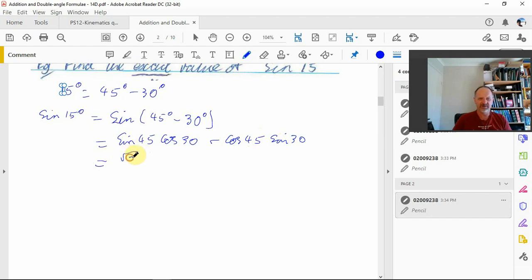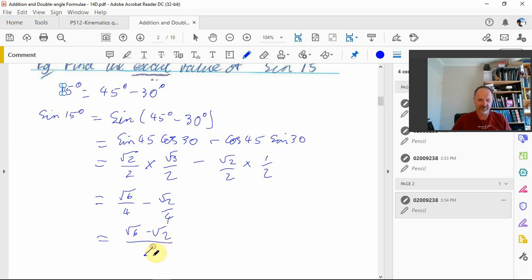Check your triangles or however it is that you remember them. And remember, of course, 45 is pi on 4, 30 is pi on 6. Sine 45 is root 2 on 2, cos of 30 is root 3 on 2. Minus cos 45, root 2 on 2, times sine of 30, which is a half. So there we've got root 6 on 4 minus root 2 on 4, which is root 6 minus root 2 all over 4.